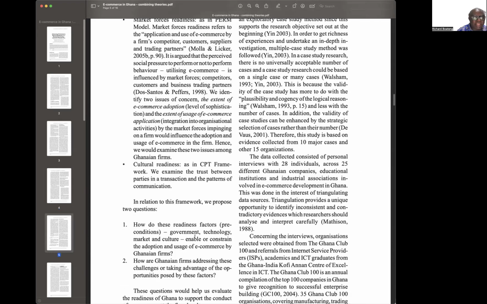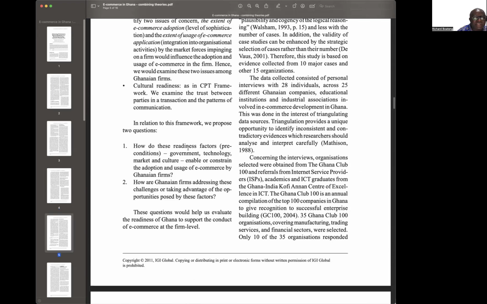So in a nutshell, I then had questions like, how do the readiness factors, government, technology, market, and culture enable or constrain the adoption of e-commerce by Ghanaian firms? How are Ghanaian firms addressing these challenges or taking advantage of opportunities posed by these challenges? So this is what we narrowed down on.